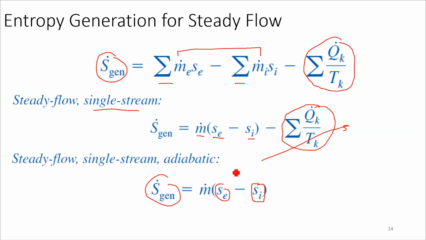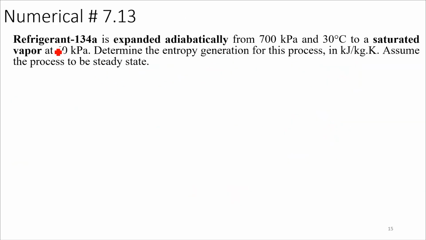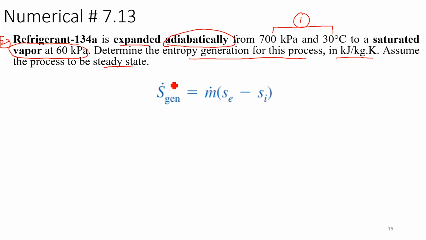So let us have a look at this example which says that refrigerant R134A is expanded adiabatically from 700 kilopascal and 30 degrees centigrade, the first condition, to a saturated vapor at 60 kilopascal condition. This is the second state. Determine the entropy generation for this process in kilojoules per kg per Kelvin. Assume the process to be steady state. So when you have a steady state process, S dot gen is essentially equal to the mass flow rate multiplied by the entropy that is exiting the system minus the entropy that is entering the system.